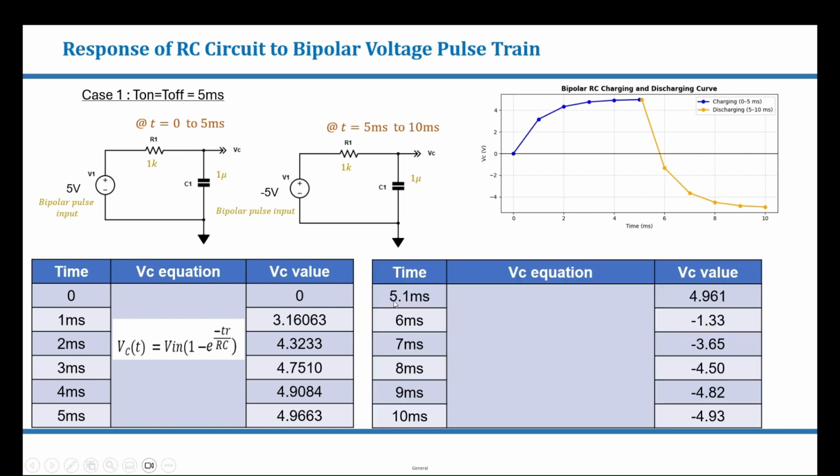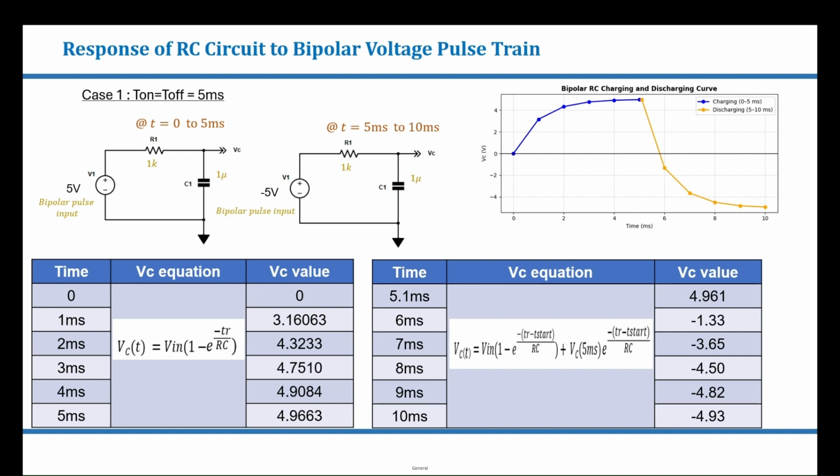And between 5.1 milliseconds to 10 milliseconds, as soon as the input voltage flips to minus 5 volts, the voltage across the capacitor can be calculated using this equation. On plotting this, we can see that when the input voltage flips to minus 5 volts after 5 milliseconds, the capacitor begins exponentially charging towards the new steady state value of minus 5 volts, while effectively discharging from its previous charge level of plus 5 volts.